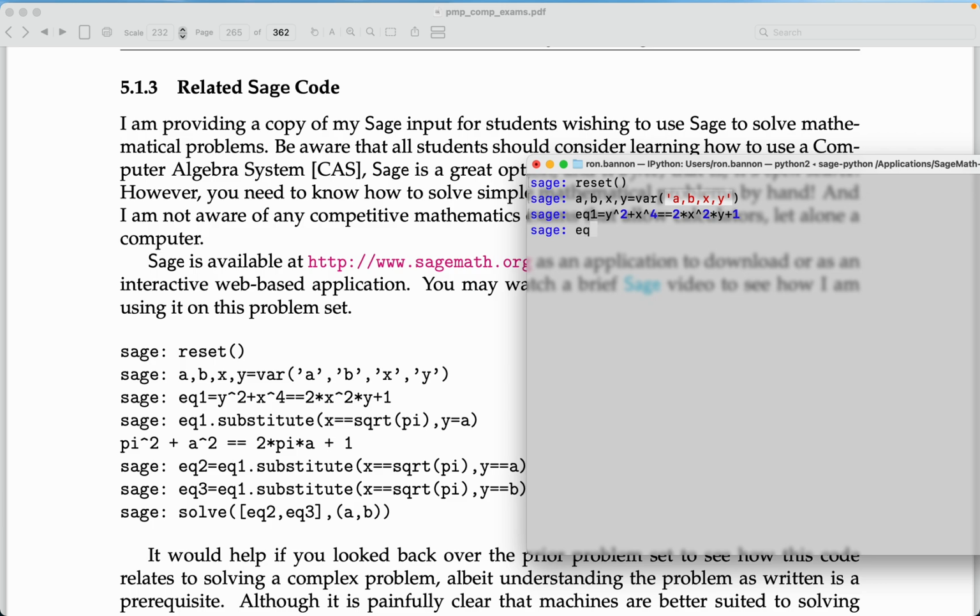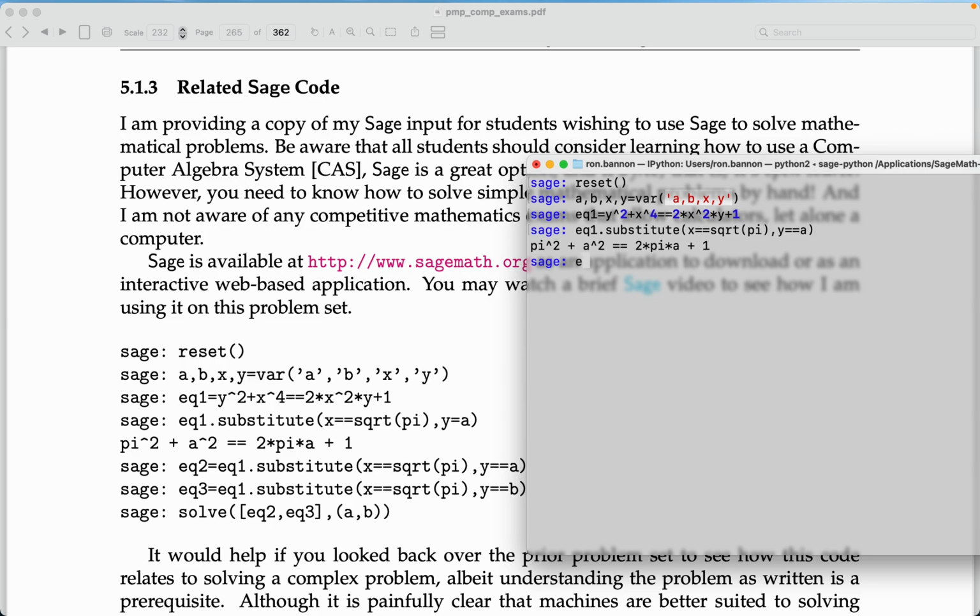Now equation 1, EQ1, I'm going to say substitute now. This was nice to have this command, by the way. What am I going to do? I'm going to say x is going to be the square root of pi, sqrt, pi, and I'm going to say y is equal to a. You know, I should double equal sign. I'll have to correct that in the notes, by the way. And we did that. All right, so we get, pi squared plus a squared, 2 pi a plus 1.